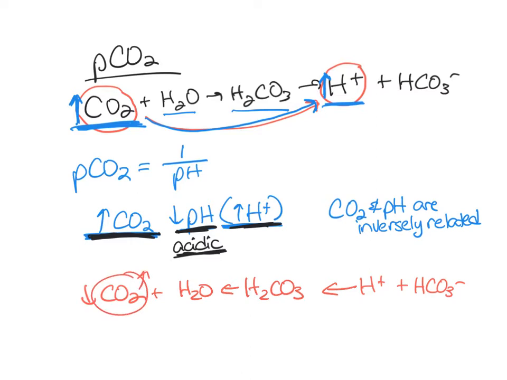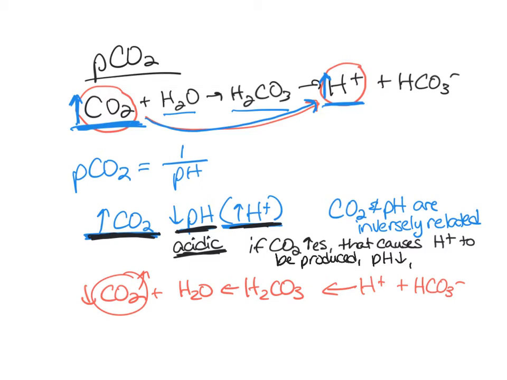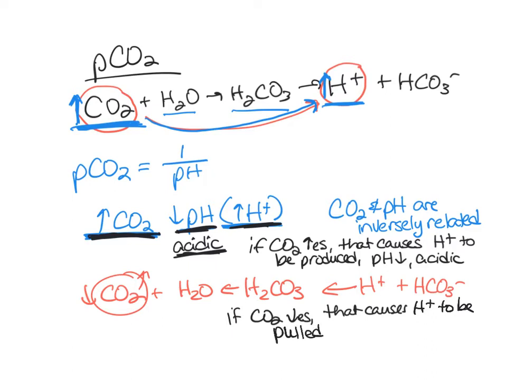So let's look at this again and put this into words. If CO2 increases, that causes hydrogen to be produced. That causes the pH to decrease, and that makes the blood and the extracellular fluid acidic. On the other hand, if CO2 decreases, that causes hydrogen to be pulled from solution, so to be pulled from the extracellular fluid, to produce more carbon dioxide. Pulling the hydrogen from solution makes that solution more alkaline.